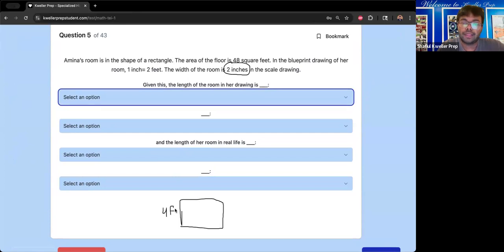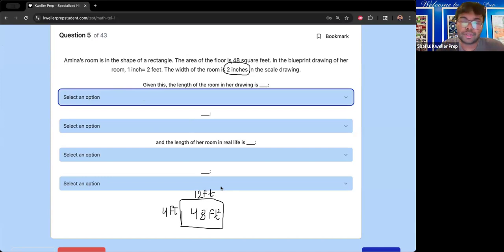The area is 48. So if the area of the whole figure is 48, obviously feet squared or squared feet, they're the same thing. That means the other side has to be 12. 48 divided by 4 is 12. That's just like basic, right? So once I got that, the length of the actual room is 12 feet.